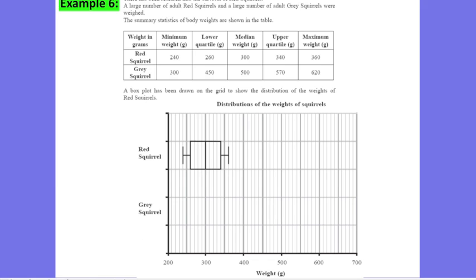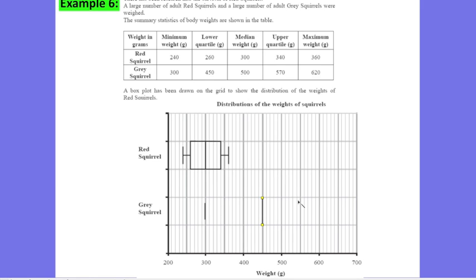So our first point is going to be our minimum, 300. So here we're going across to 300 and we're going to be drawing a line here. Okay, our next point is the lower quartile, 450. So we will be coming across here, 400, and across to 450. This line will be slightly longer, the one for the actual box.